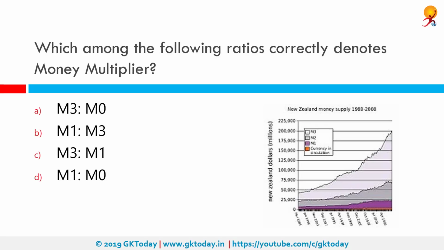Which among the following ratios correctly denotes money multiplier? Correct answer is M3:M0. So M0 and M1 are called narrow money, which normally includes coins and notes in circulation and other money equivalents that are easily convertible into cash. M3 includes M2 plus long-term time deposit and money market funds with more than 24 hours maturity.